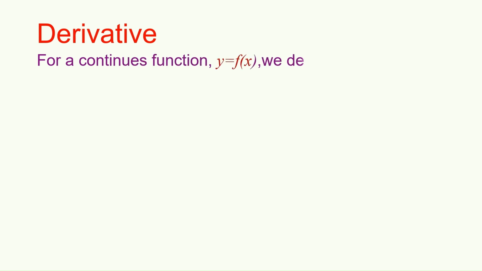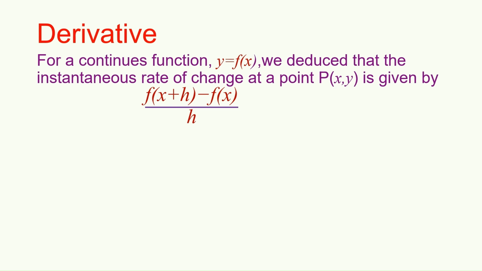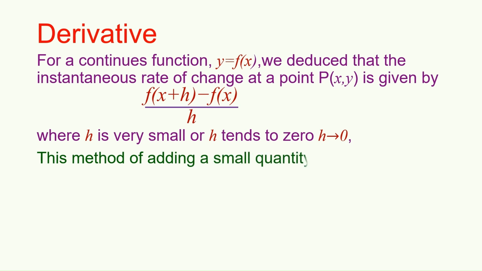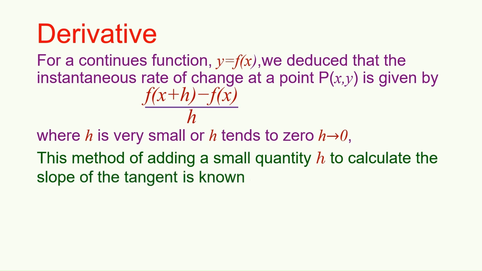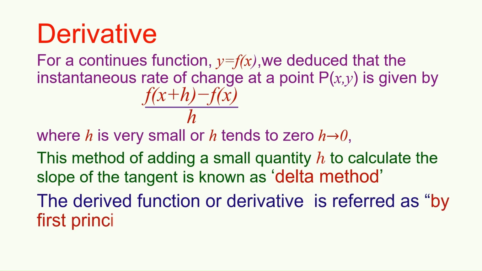For a continuous function y equals f(x), we deduced that the instantaneous rate of change at a point P(x, y) is given by f(x plus h) minus f(x), the whole divided by h, where h is very small, or h tends to 0. This method of adding a small quantity h to calculate the slope of the tangent is known as the delta method. The derived function, or derivative, is referred to as by first principle.